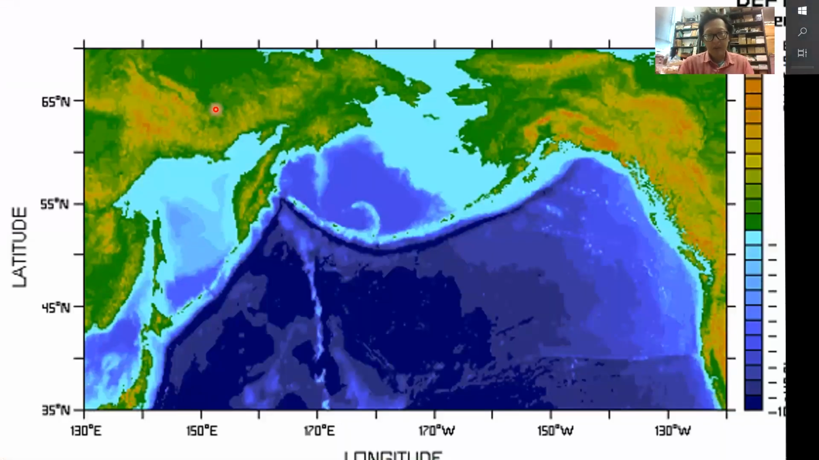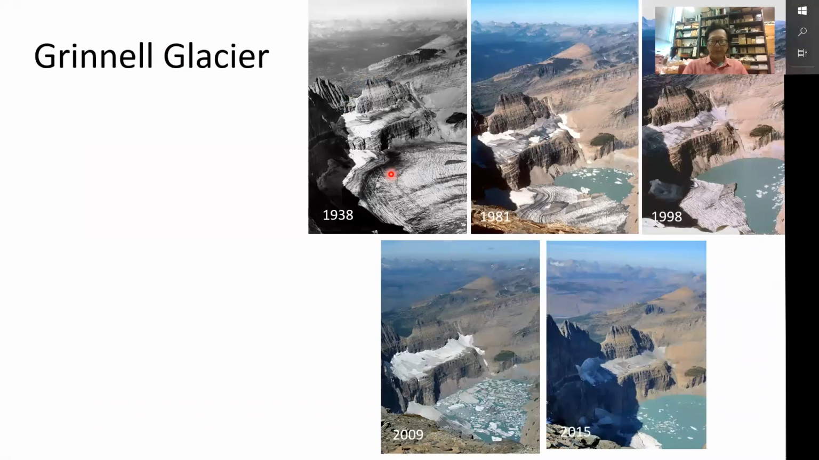Other effects of the lower sea level was that the Bering Sea area was exposed, and you could have migration of people and animals across Eurasia and North America. So a lot of interesting effects.